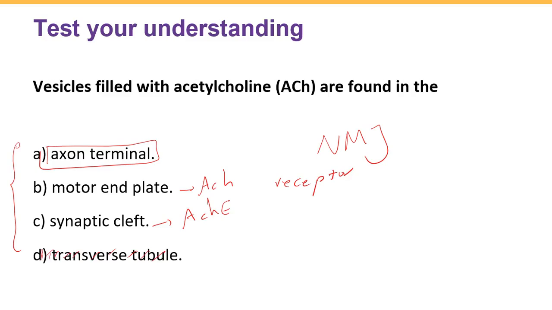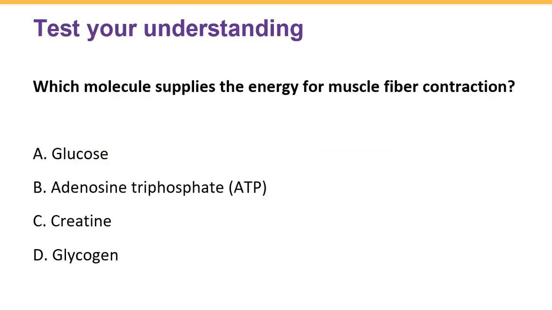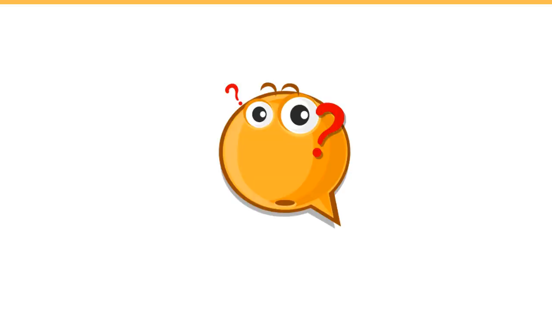And then we have one more question. Which molecule supplies the energy for muscle contraction? Remember, for muscle contraction, we need ATP as the molecule which the mitochondria would produce, and for muscle contraction we need lots and lots of ATP.